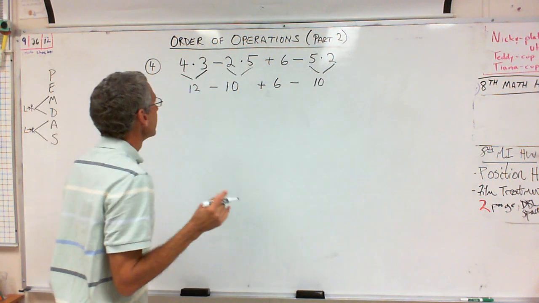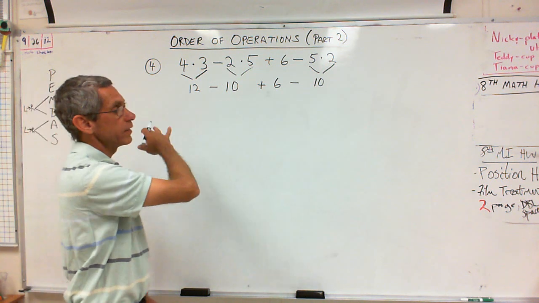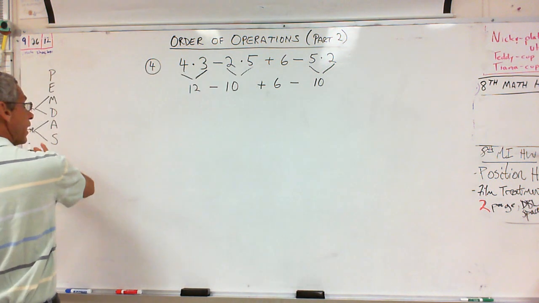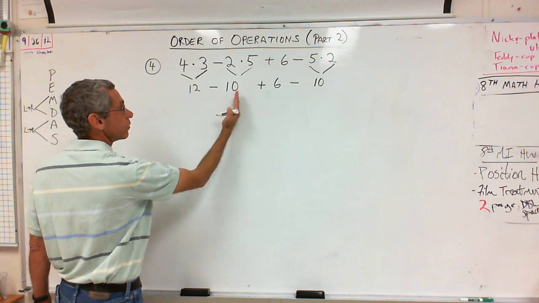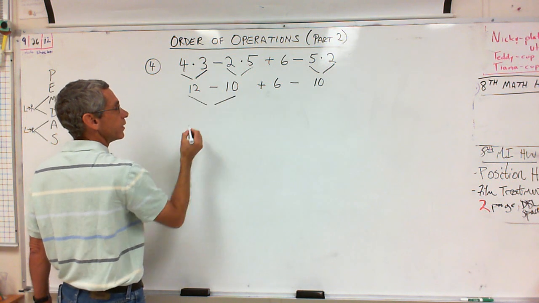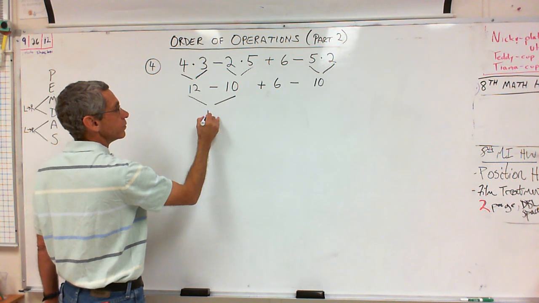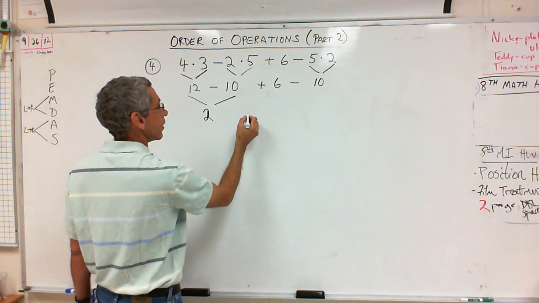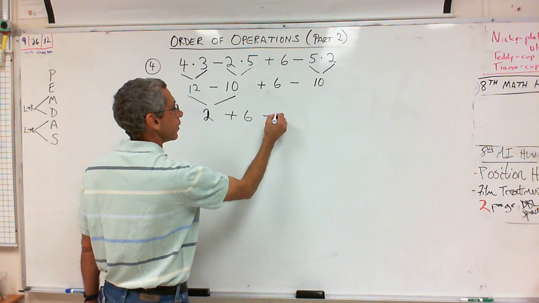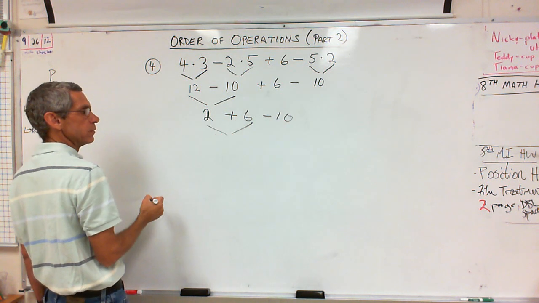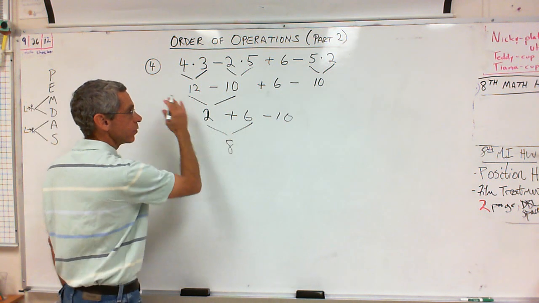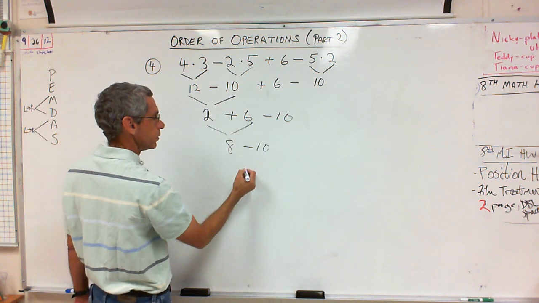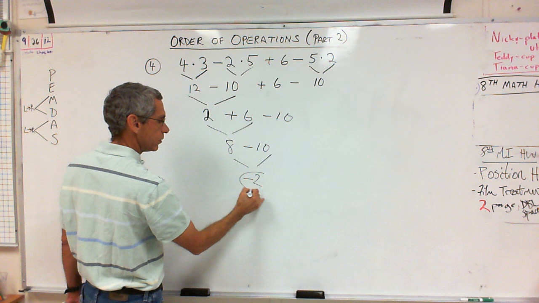Okay. Now I've gotten rid of all my multiplies and all my divisions. All I have to do is add or subtract. I'm going to start from the left, and I'm going to move to the right. So here's a subtraction. What's 12 minus 10? 2. And then I've got 2 plus 6 minus 10. What is 2 plus 6? 8. Notice I'm going left to right, right? I just keep writing. And then 8 minus 10 is? Negative 2. So my answer is negative 2.